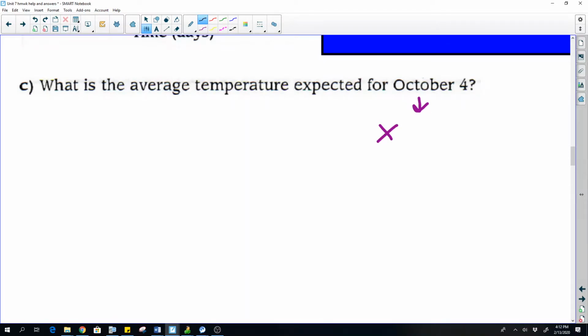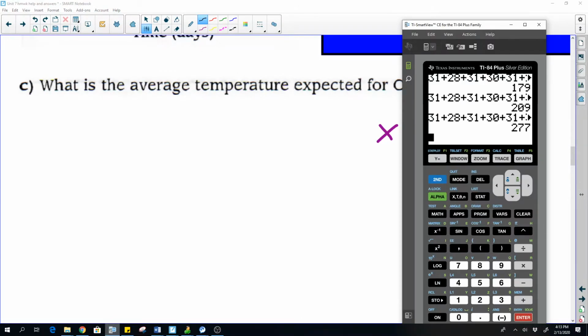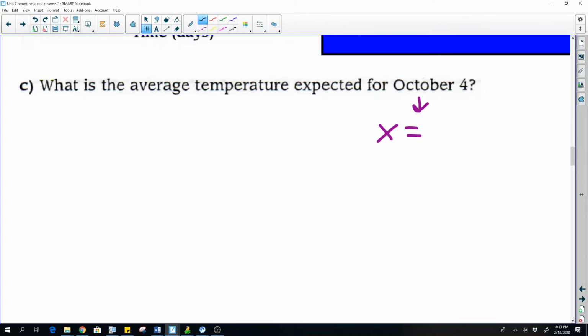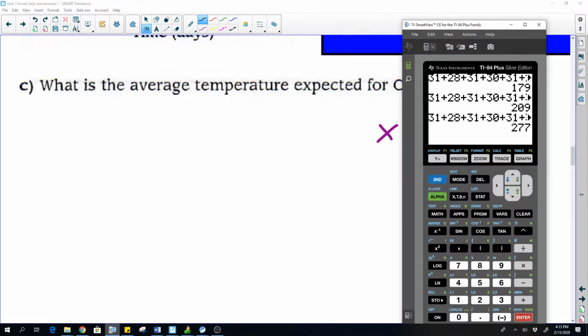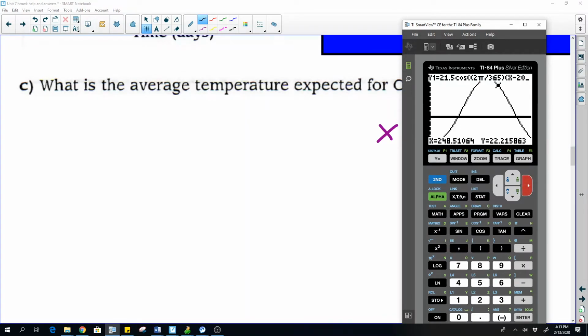So x equals, nice, 277 days. Now we're going to go back to our graph and look at the 277th day with our equation. So we go to trace, and you can trace over to get to 277 days, or you can do x equals 277. So it's right about x equals 277 days there-ish, a little bit lower.